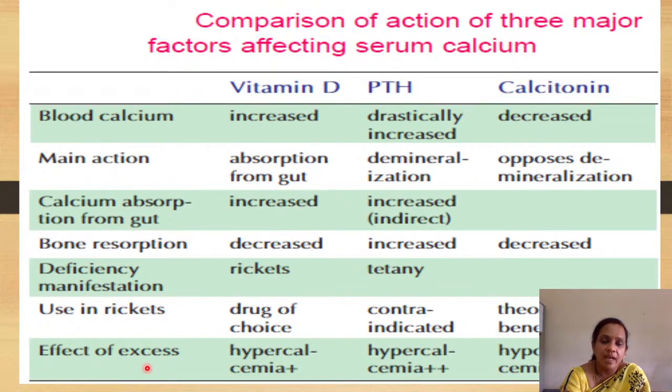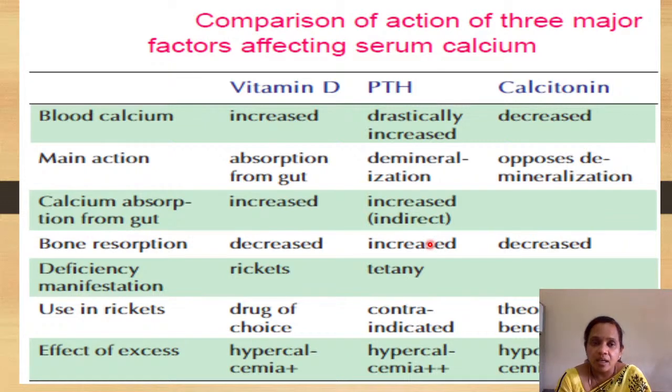Effects of excess: what will happen if the vitamin D levels are too high? It will cause hypercalcemia. If the PTH levels are very high, it will cause very severe hypercalcemia. What will happen if you have more and more calcitonin? It will cause hypocalcemia, that means the calcium levels are decreased. PTH will drastically increase the calcium level. Vitamin D will increase the calcium a little bit, but the drastic increase is by PTH.